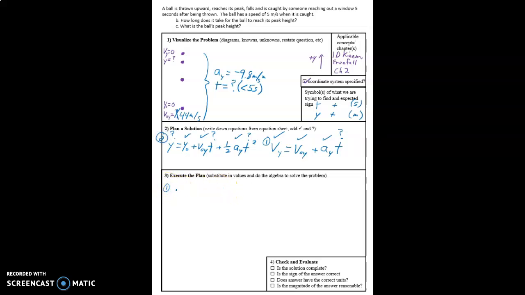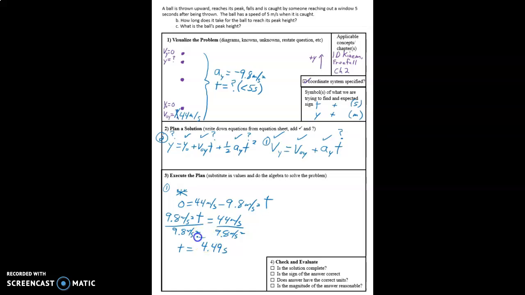So we'll come down here, and we substitute in 0 equals 44 meters per second minus 9.8 meters per second squared times t. And then we could add 9.8 meters per second squared t to both sides. And then we can divide both sides by 9.8. And we get a value of 4.49 seconds. And that's less than 5 seconds, which we expected.